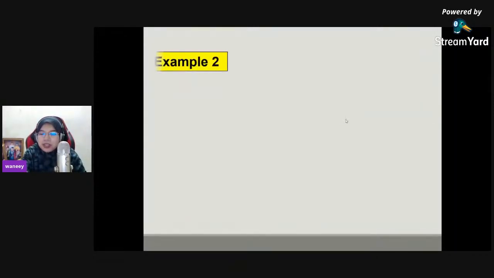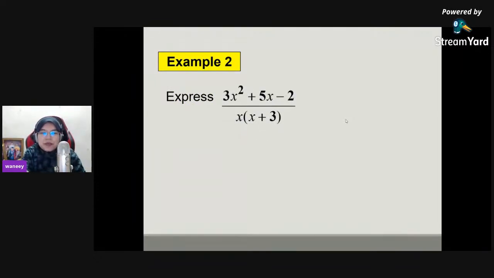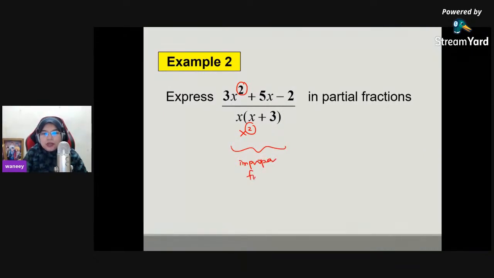Okay, so now let us go to example 2. Express 3x squared plus 5x minus 2 over x plus 3 in partial fractions. So do check first what is the degree of your numerator and the degree for your denominator. So the highest degree for our numerator is 2. The degree for our denominator is also x squared, so this is 2 as well. So the power is the same, that means this is an improper fraction. Okay, so since we know this is improper, so we got to do long division first.